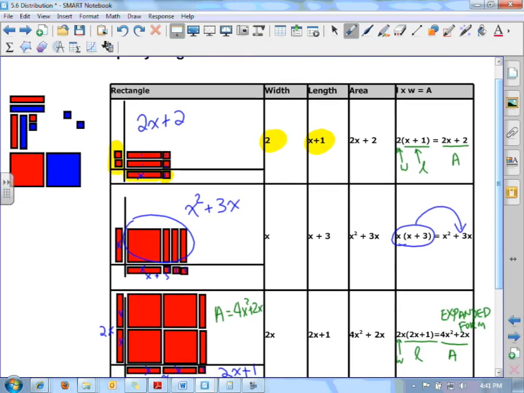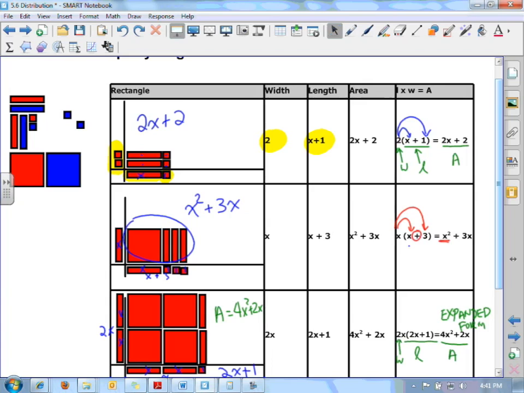The 2, it looks like, is doubling both the x and the 1. So we're multiplying the 2 into both of those terms. So it becomes 2 times x plus 2 times 1, which is 2x plus 2. And in this case, the x is being multiplied into the x and into the 3. So x times x becomes x squared, plus, because that's the sign there, x times 3, which is 3x.